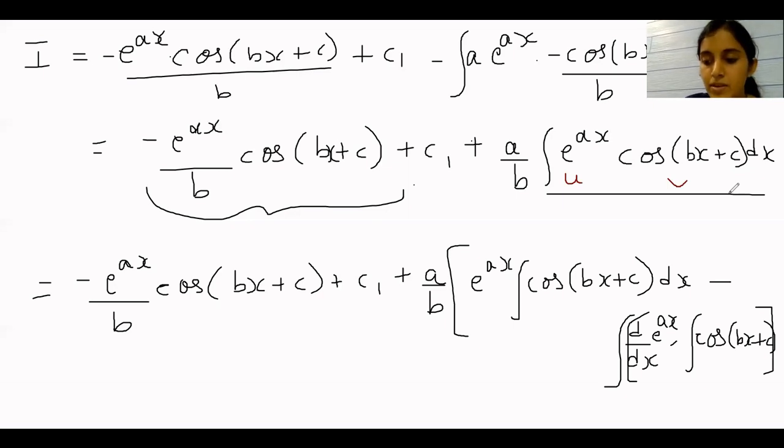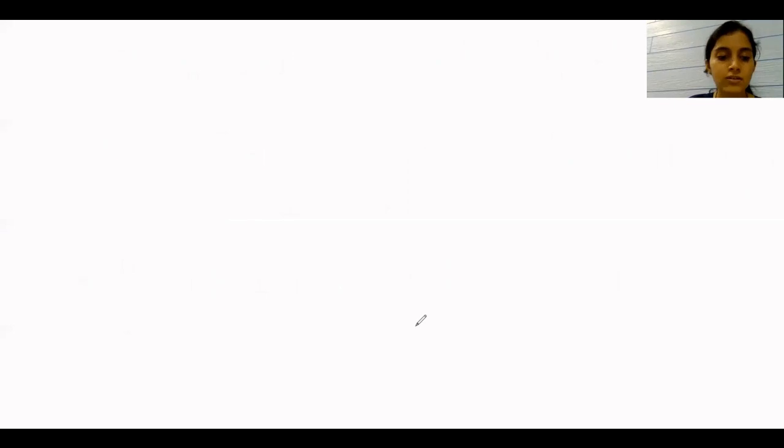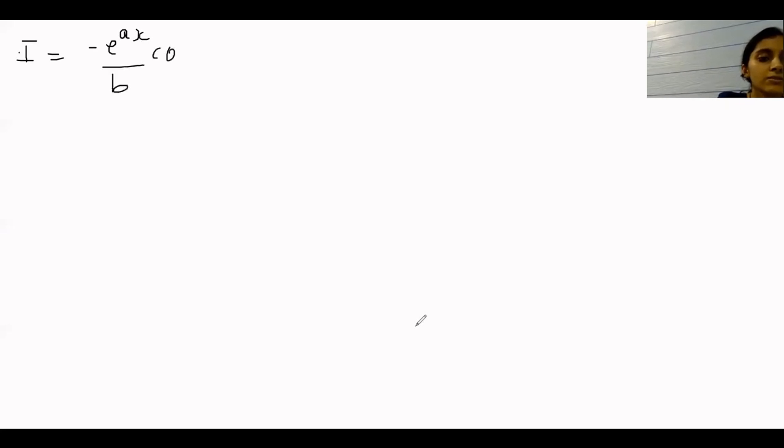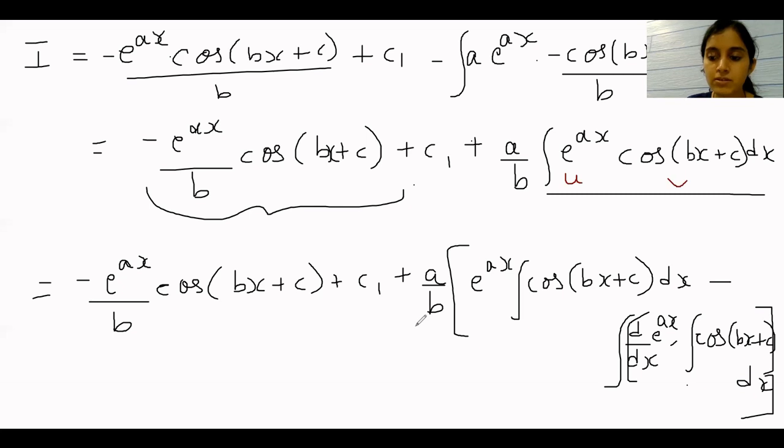Okay, let us find the second part of the integration. We'll have the first part as it is. So I will be equal to minus e raised to ax upon b cos of bx plus c, plus c1 as it is. That is your first part.